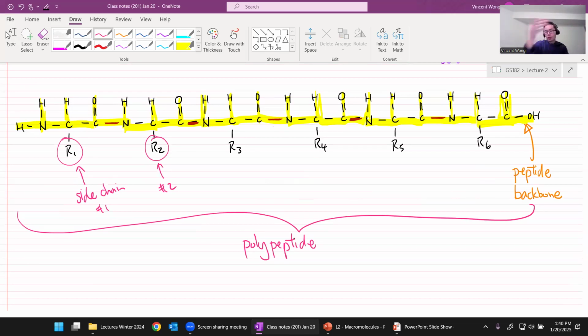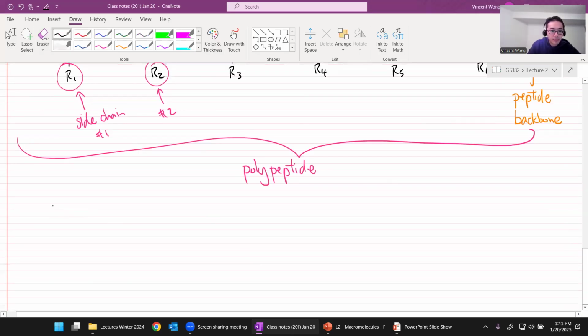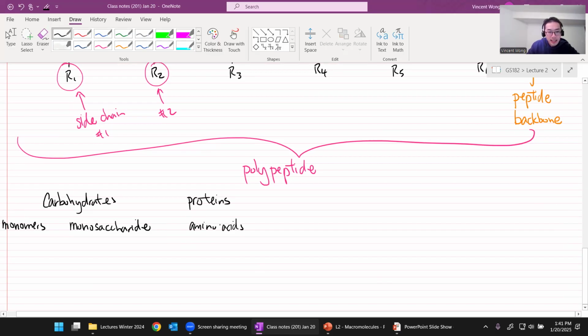So I don't know if you see the parallel here. I'm just going to quickly write this down for you, and you can take a look at it later. For carbohydrates, the monomers are monosaccharides, and you have glucose, fructose, and galactose. For proteins, the monomers are amino acids, and there are 20 of them. You don't have to know the names.